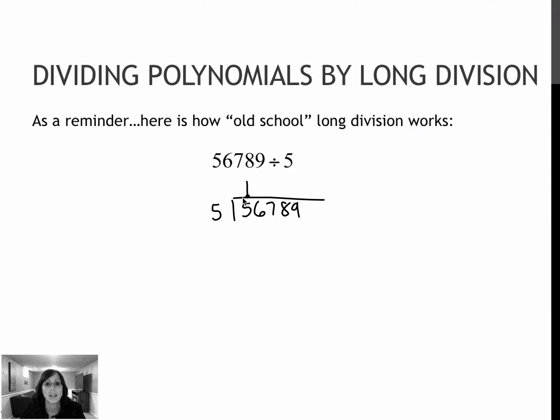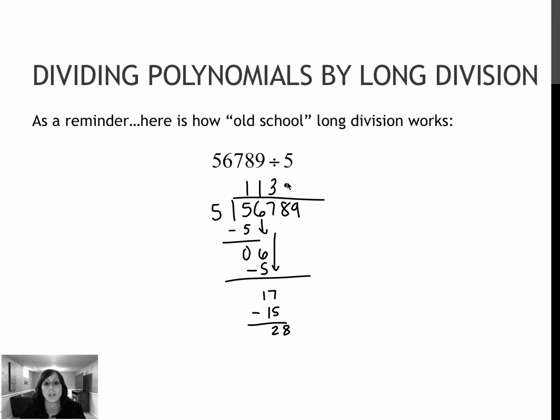And it would go in one time, and I would line it up directly over that 5, and then multiply these values. 1 times 5 is 5. And I would subtract and bring down the next value. And I would continue this process by subtracting, bringing down the next value, multiplying, etc., until I found my final answer.